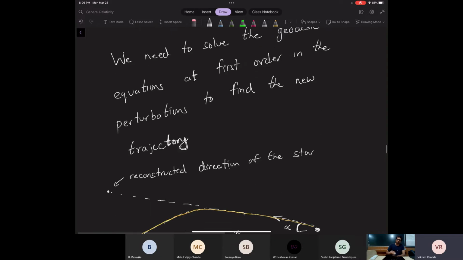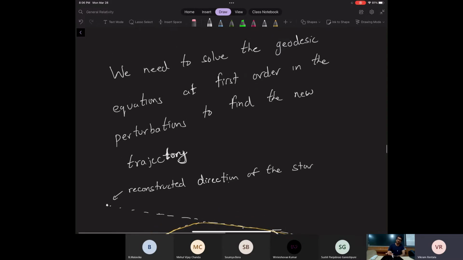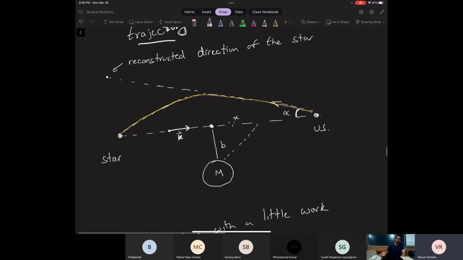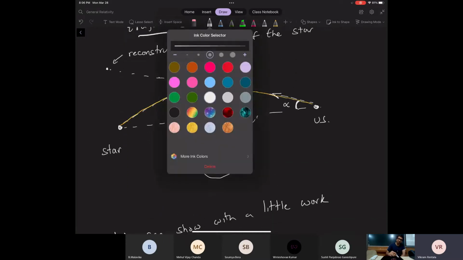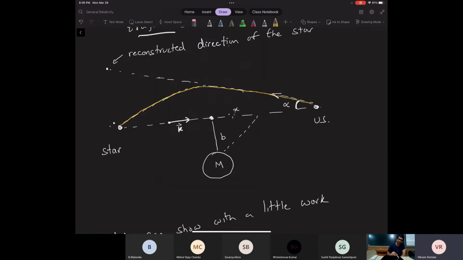So what we need to do now is solve the geodesic equations at first order in the perturbations to find the new trajectory. Let me just describe pictorially what will happen when you solve the geodesic equations, and then we'll come to the math of it. So here's the idea. You have a distant star. The star is over here, and you have us. This is us over here. This is a light ray that is traveling from the star towards us. And of course, I'm only showing this in space.